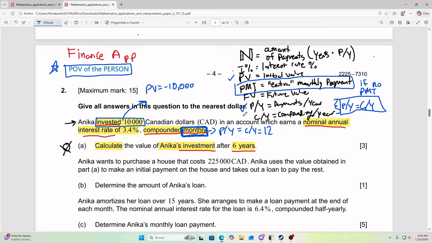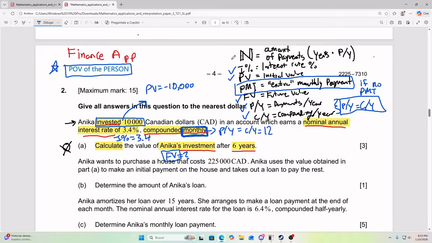So that would be PV. We already defined PY and CY. We have to actually discover FV because they're asking for Anika's investments. So FV is something that we're trying to discover. So check on that, since we already defined it as something we have to discover. Then they tell us that the interest rate is 3.4. So that already gives us this I%. So I% is going to be literally 3.4.